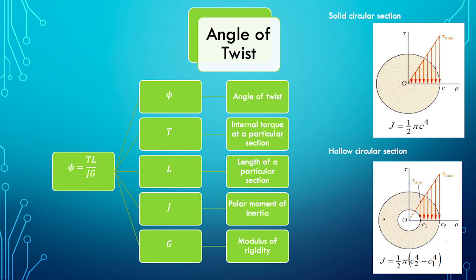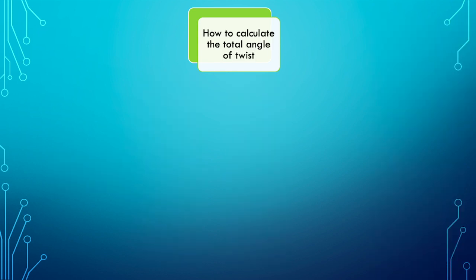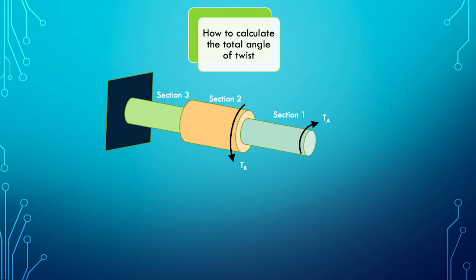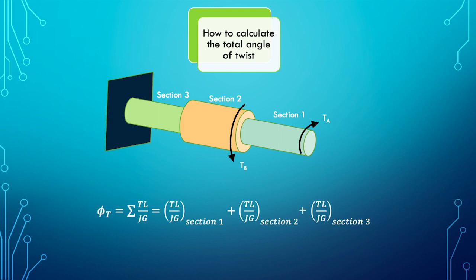The unit for angle of twist is radian. It doesn't matter if we get a negative value, because it represents that the rotation angle of the cylindrical bar is opposite to our right hand rule. Then how to calculate the total angle of twist if the cylindrical bar has more than one section? It is simple, we just total up all the angles of twist of each section. But it is important to assume the internal torque using the right hand rule, because it affects the plus or minus sign when totaling up the angle of twist.